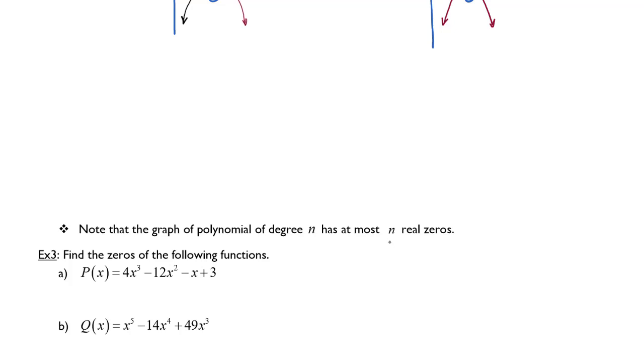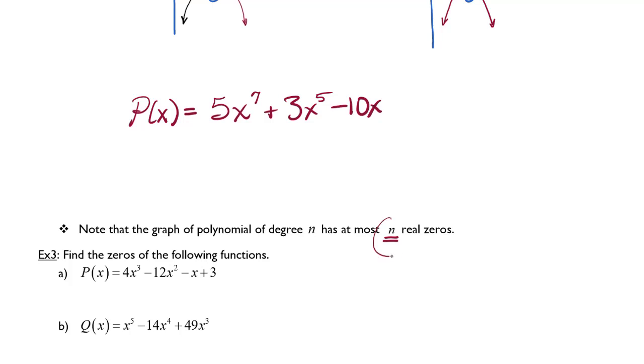Okay, so note that the graph of a polynomial of degree n has at most n real roots. So that would mean that if we had a polynomial p of x is equal to 5x to the 7th plus 3x to the 5th minus 10x, that would have at most 7 real zeros. So we need to look at the two examples given and find the zeros of the following function.